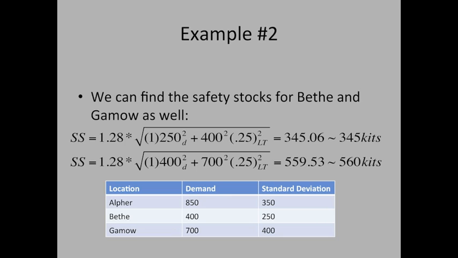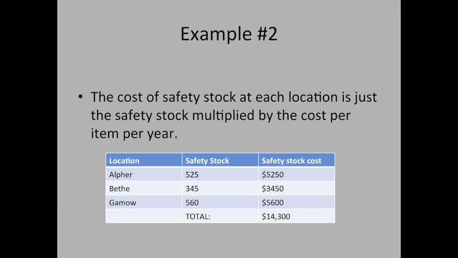So we've calculated the safety stock that we need at each location. We can then use this safety stock for each location. The thing about safety stock is it's inventory that, on average, is always going to be there. It's that little extra that we keep in inventory to guard against running out. We may have less than that sometimes, we may have greater than that sometimes, but on average, safety stock will be there. So the cost of safety stock at each location is just safety stock multiplied by the holding cost per item per year. In this case, that total cost is just $14,300.